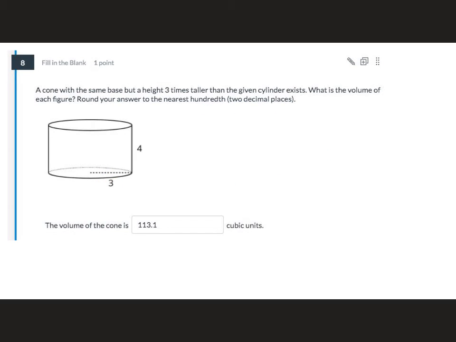It says that the cone has a height 3 times taller than the given cylinder exists. So with the cylinder, my height is 4. So with my cone, my height is going to be 3 times what is given to me. What is given to me? It is 4. So my height is actually going to be 12.